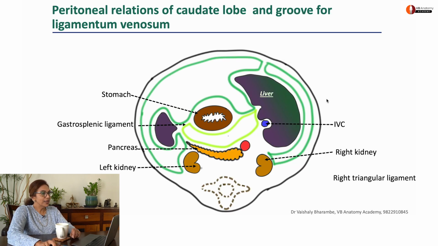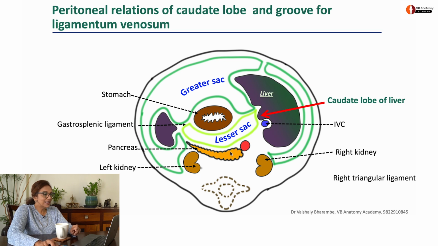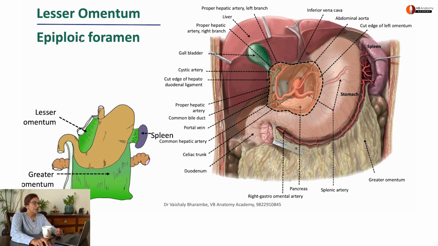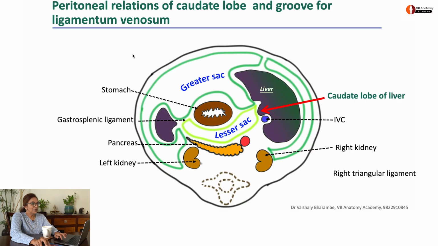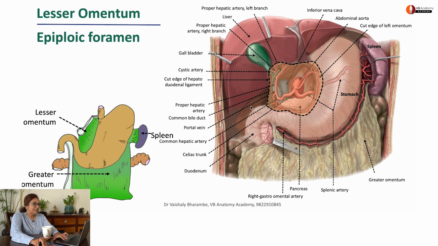You can see the caudate lobe, which is the only part of the liver related to the lesser sac in the abdomen. You can see how the peritoneum of the lesser sac lines the caudate lobe over here, while the lesser omentum gets attached to the liver at the groove for ligamentum venosum. This double fold of peritoneum getting attached to the liver here is called the lesser omentum. See how this is the stomach, and this is the lesser omentum passing upwards to get attached to the liver.